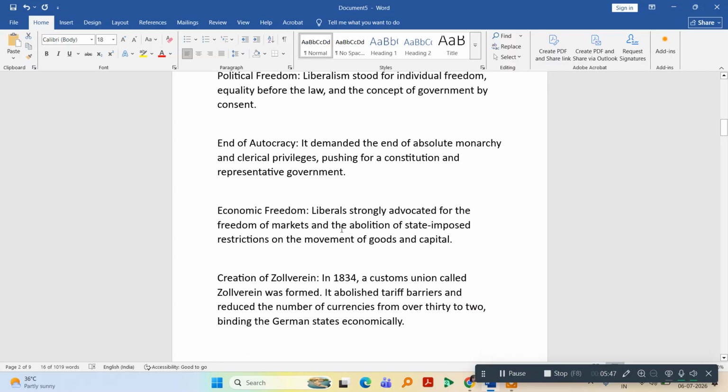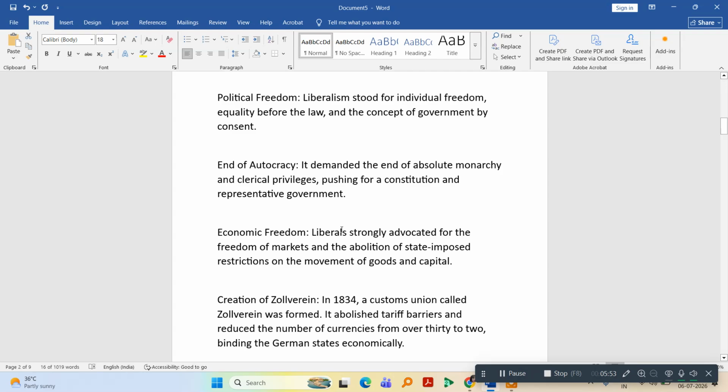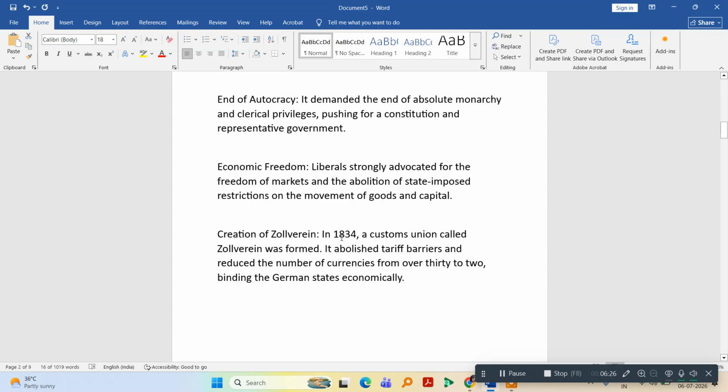Economic freedom. Liberals, the people supporting liberalism, believed that there should be freedom of markets and abolition of state-imposed restrictions on the movement of goods and capital. So the liberals vehemently believed that there must be freedom of markets, and all types of state-imposed restrictions on goods and capital must be abolished once and for all. There was the creation of the Zollverein in 1834.